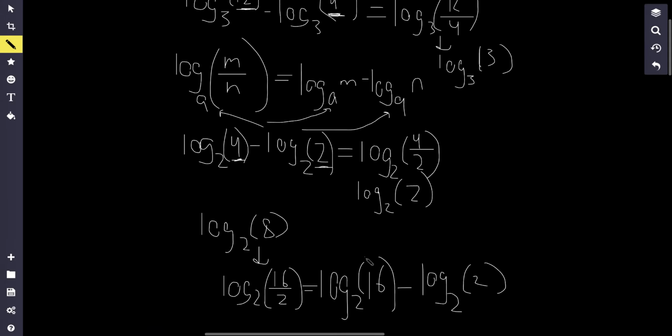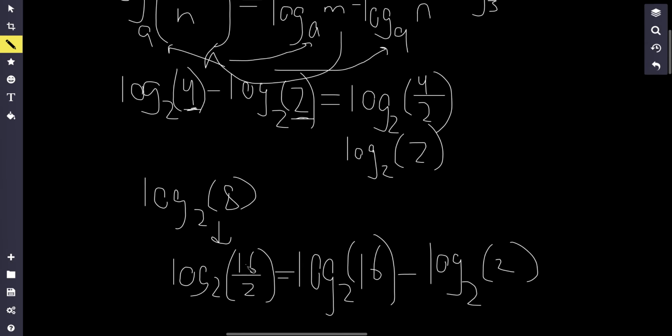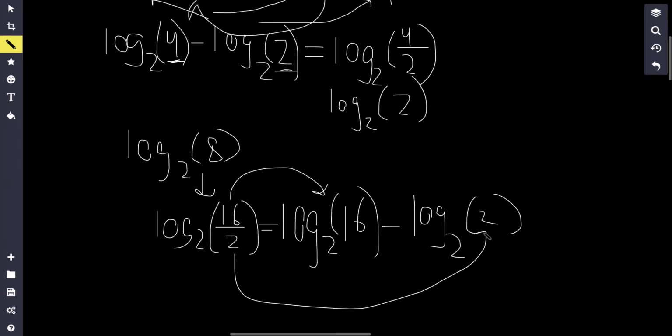So yeah, I'm just showing you examples of where you can go from this direction to this direction, or you can go from this direction back to this direction. So log base 2 of 16 over 2. And then this numerator part comes first, and then the denominator part comes second. And everything has the same base, of course.